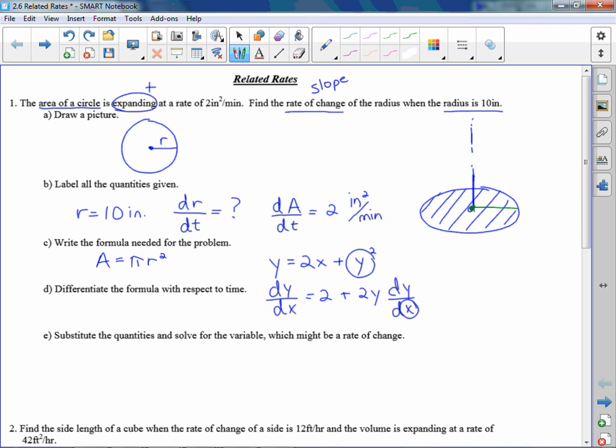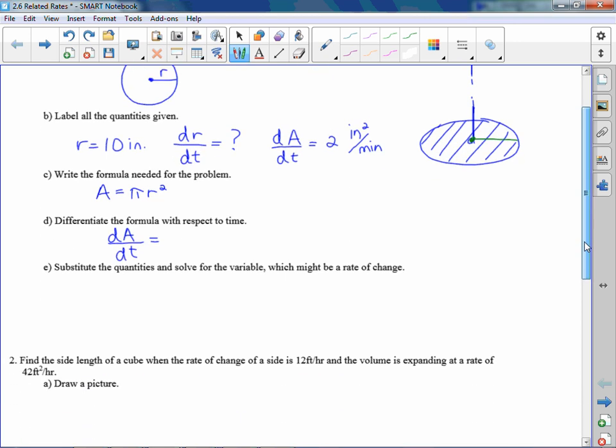When we differentiate in related rates, we're always going to be differentiating with respect to time. So we're going to take the derivative of A with respect to time, dA/dt, equals, pi is a number, so we're just going to leave it where it is, and we're going to differentiate the r squared. Well, again, the r is not the same as time, what we're differentiating with respect to. So we're going to use our implicit differentiation and the chain rule to do this.